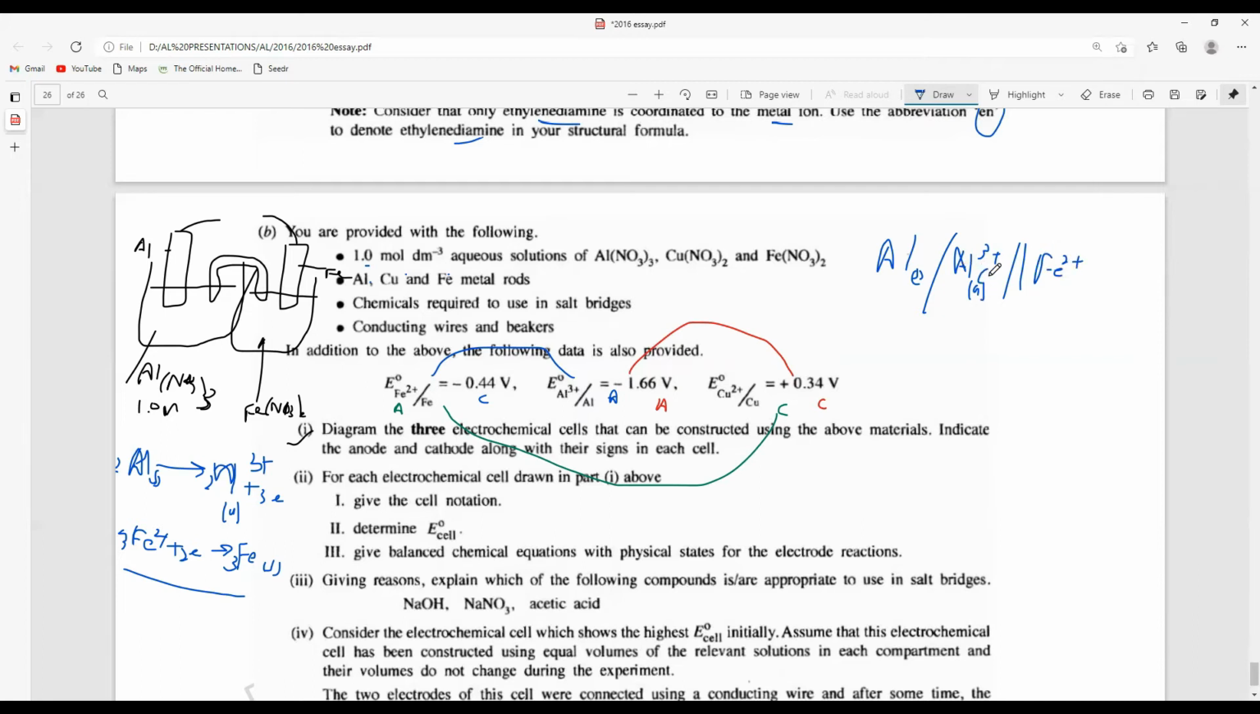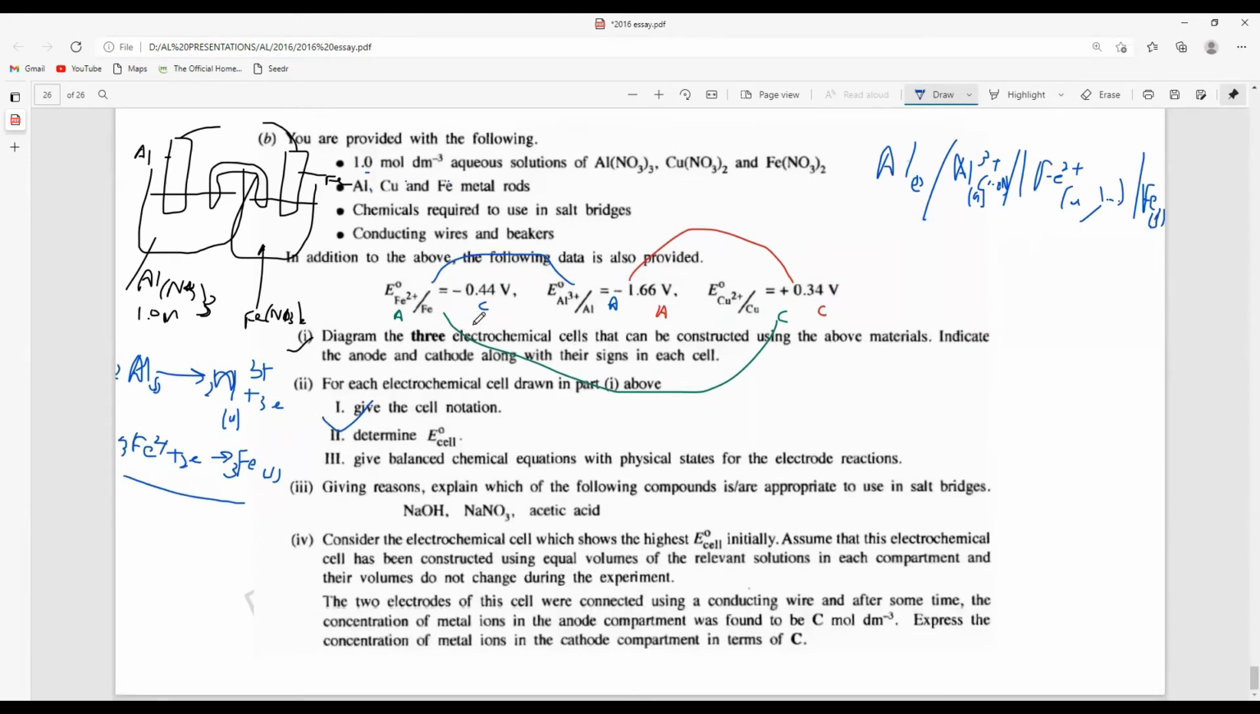There you should mention the concentration as well, 1.0 mol dm^-3. Then the salt bridge, then Fe2+ (aq), 1 mol dm^-3, phase change, Fe (s). So likewise, you can mention all these cell notations for each of these electrochemical cells.